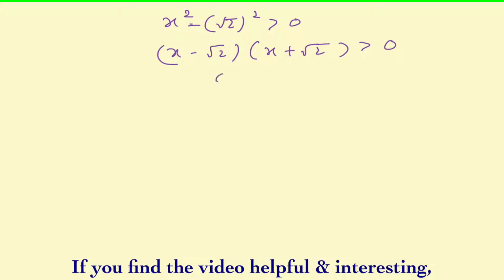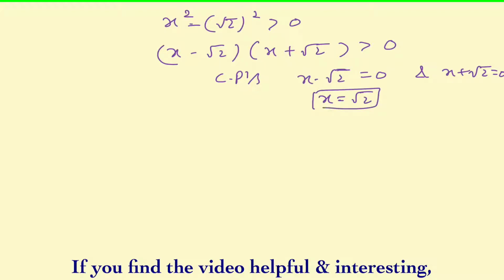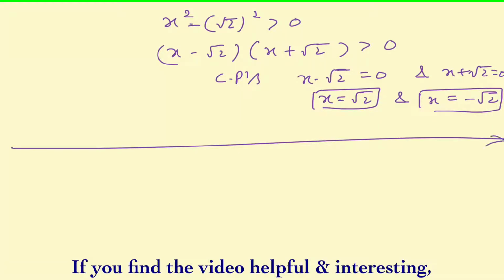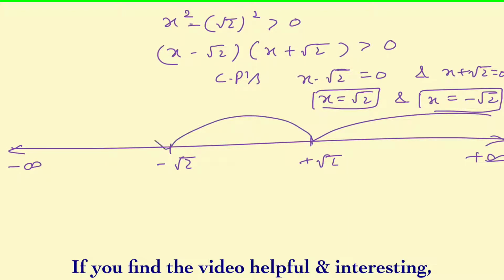Now we need to find critical points. Critical points are where linear factors are equal to 0, x minus root 2 equal to 0 and x plus root 2 equal to 0, that is x equal to root 2 and x equal to minus root 2. So we are going to represent this on the number line, minus root 2 will come before plus root 2, with minus infinity and plus infinity at the ends. Now we form the regions, three regions will be there.